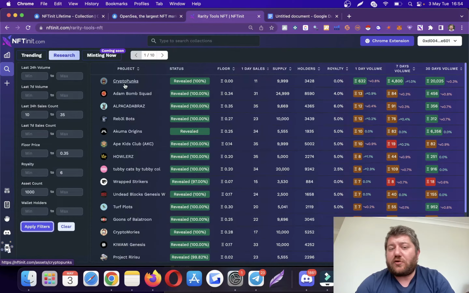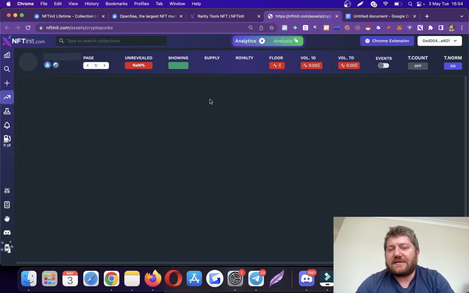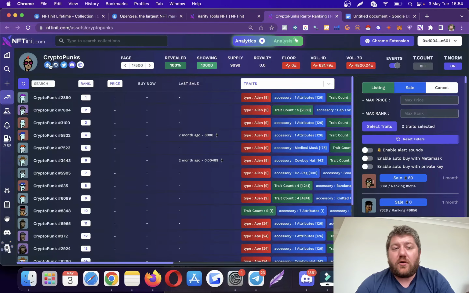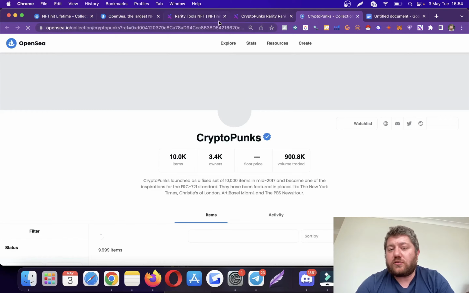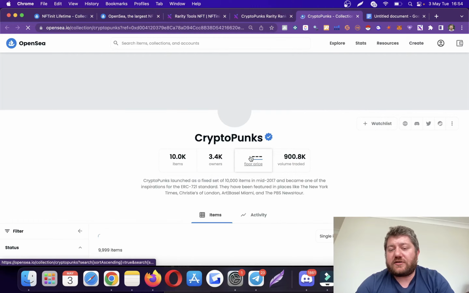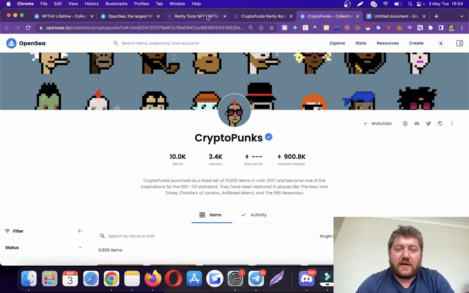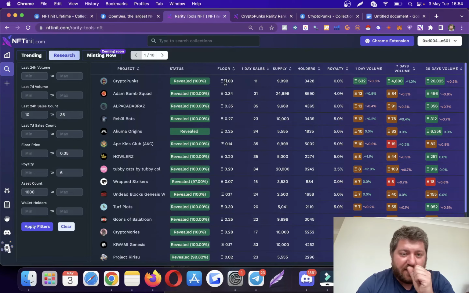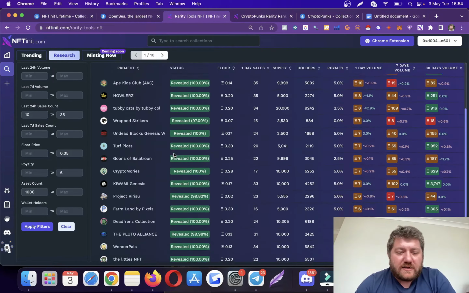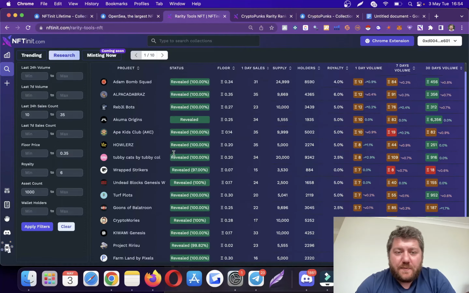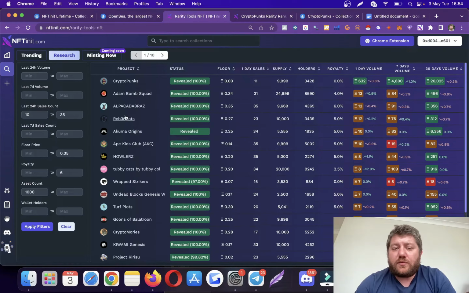You will notice that CryptoPunks showed here as well. It's a very expensive collection. However, they don't have a floor price, meaning that there is no NFT that is being sold as of now, which actually means that they don't have a floor price. So the system just thinks it's zero. So these are the collections that came up. So I would probably pick either one of them.